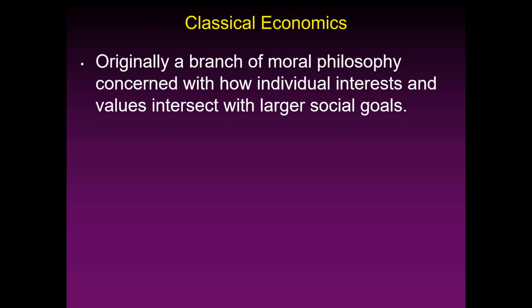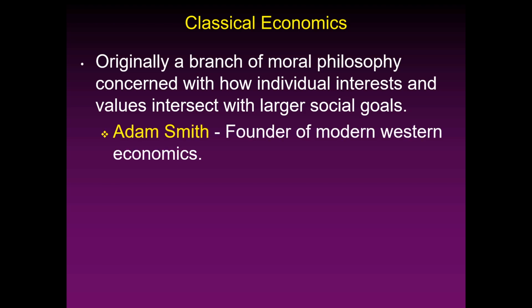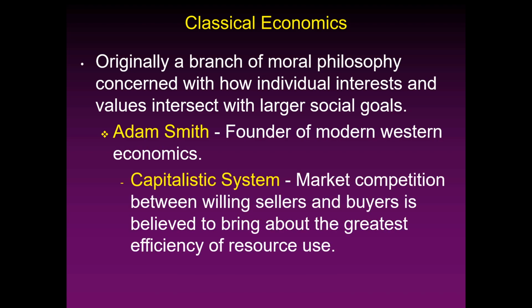So classical economics, originally a branch of moral philosophy concerned with how individual interests and values intersect with larger scale goals. That is a ridiculous sentence to basically say, how can we invest our time, interest, all of that stuff in order to better everything else? So Adam Smith is founder of modern Western economics. And he came up with this capital system where market competition between willing sellers and buyers is believed to bring out the greatest efficiency of resource use.